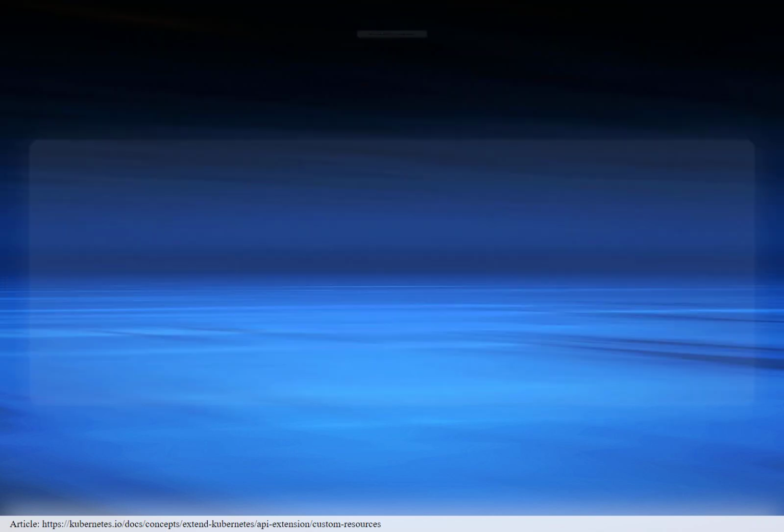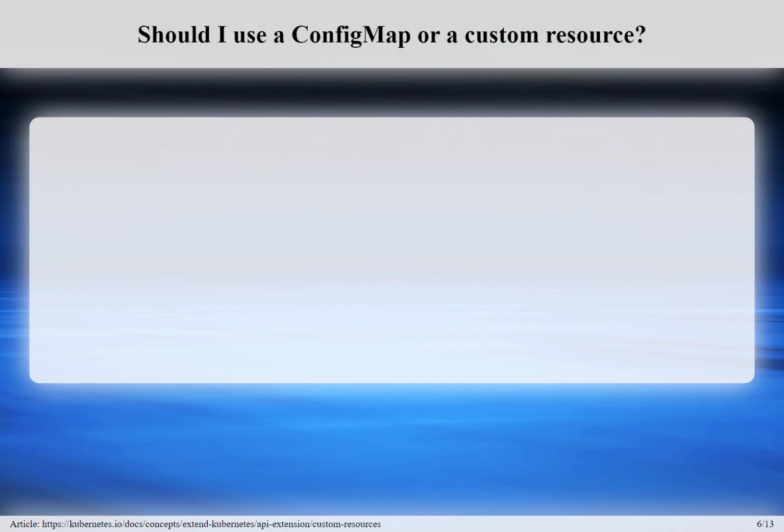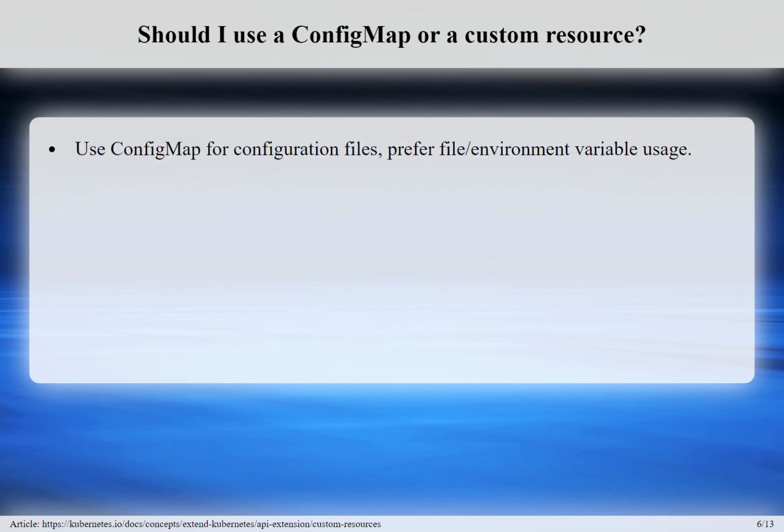Should I use a config map or a custom resource? Use a config map for well-documented formats like mysql.cnf in pods to ease program configuration. Prefer files and environment variables over the Kubernetes API. Ideal for rolling updates via deployment. A secret is similar but for sensitive data.